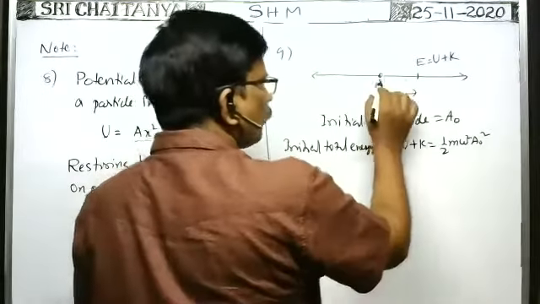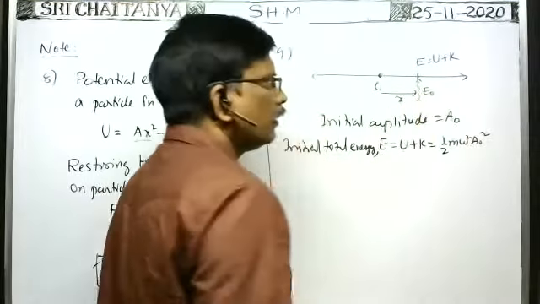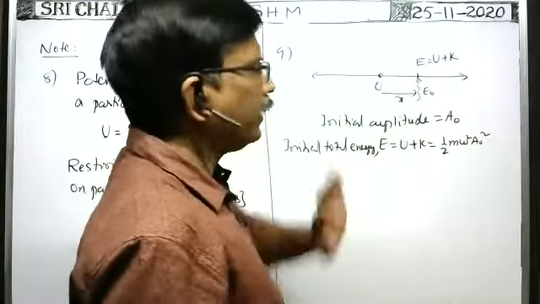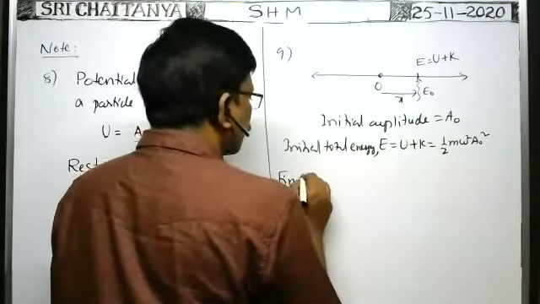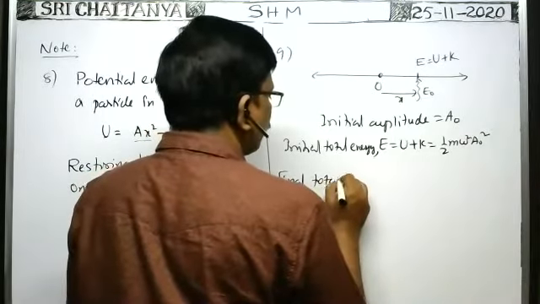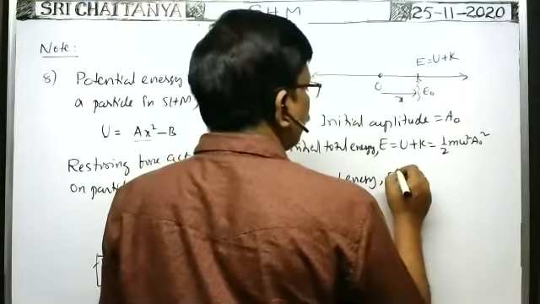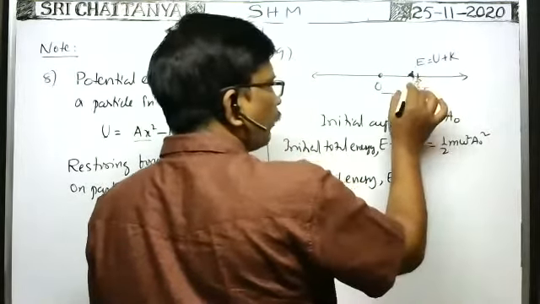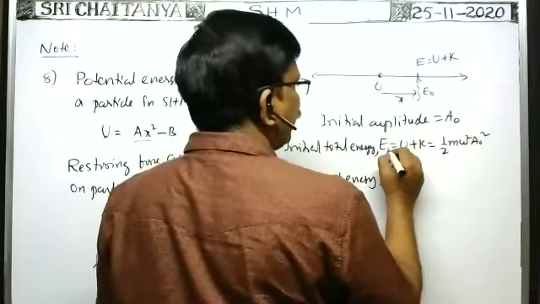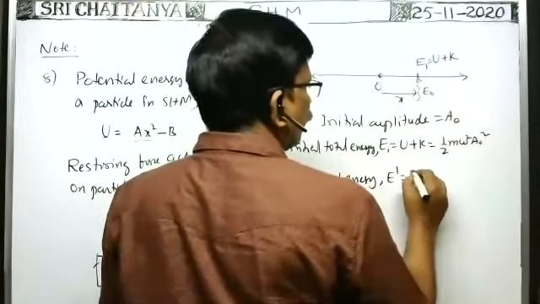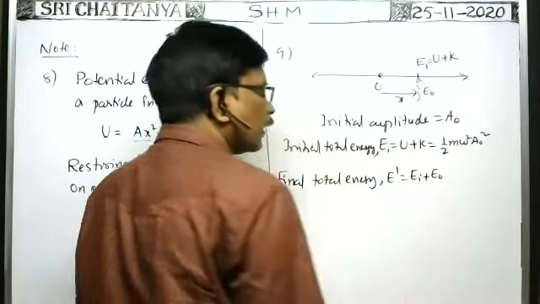Okay, suppose whenever the particle lies at the point here, some energy E naught is added to the particle. Now the final total energy of the particle becomes what? Final total energy E dash: already when the particle is at a distance x, it is having some initial energy, say EI. But whenever this amount of energy is added, now the total energy becomes EI plus E naught.